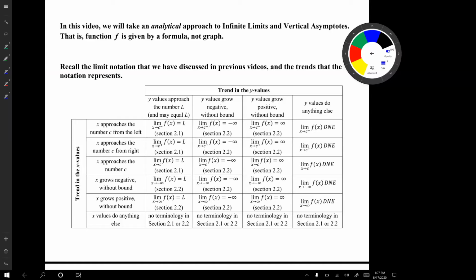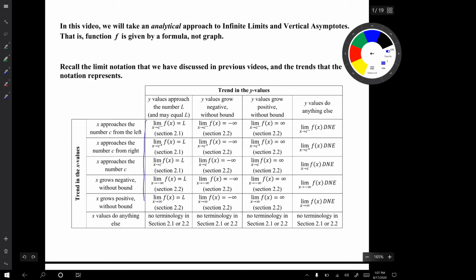Hi, I'm Mark Barsamian. In this video, we'll be studying infinite limits and vertical asymptotes, and we'll be taking an analytic approach. That is to say that the function f will be given by a formula, not by a graph. Recall the limit notation that we've discussed in previous videos and the trends that that limit notation represents.